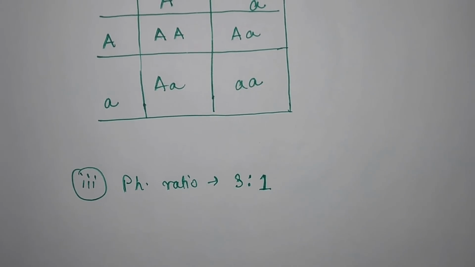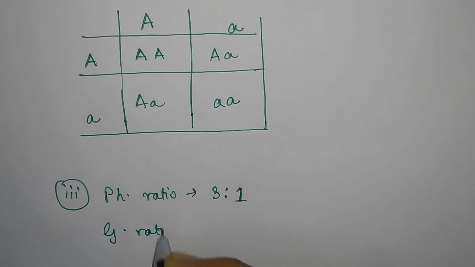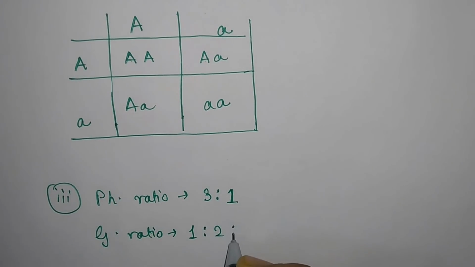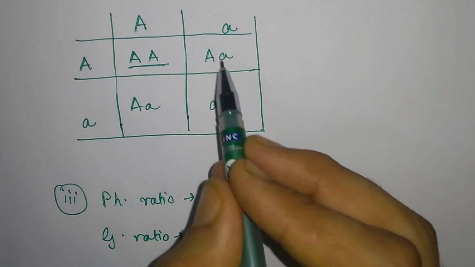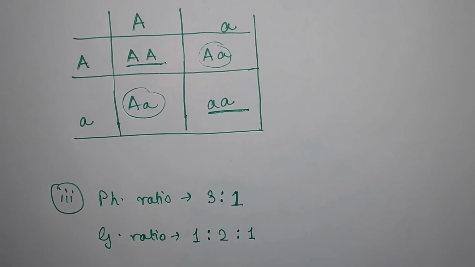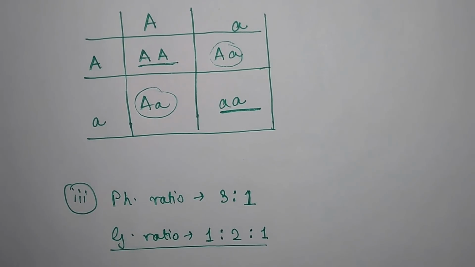So phenotypic ratio is 3:1 and genotypic ratio will be 1:2:1, because we have a similar thing over here, we have 2 similar things over here and 1 recessive over here. So this is your genotypic ratio.